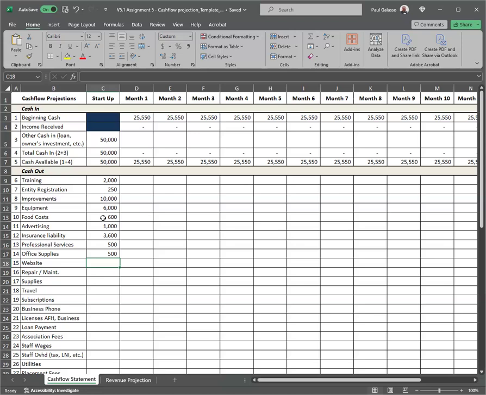So now we get to line 15, which is websites. So a website, while it is considered an advertising cost, it is nowadays almost a necessity that you have a website so that you present a professional image when somebody goes to find your home.